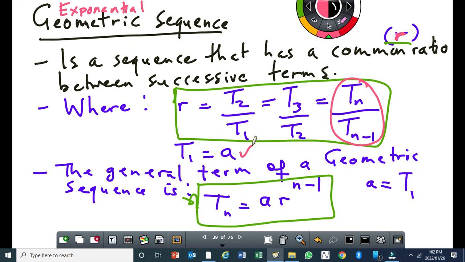Now, the general term of a geometric sequence is Tn equal to A times r to the power of n minus 1. Please be aware that this n minus 1 is an exponent of r only. It does not affect the A in terms of being an exponent. So the A has an exponent which is a 1, and the exponent of the r is n minus 1. So this is your general term: Tn equal to A times r to the power of n minus 1.